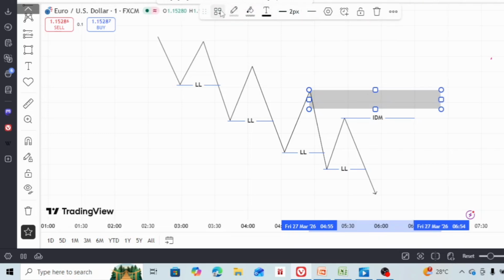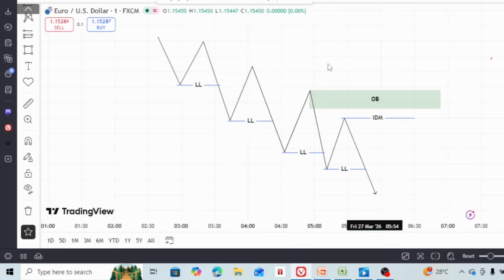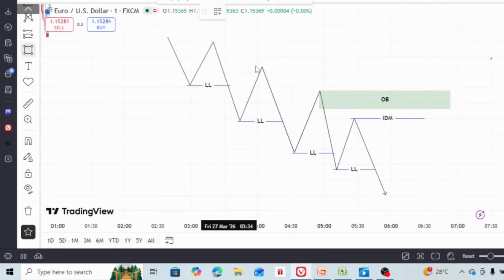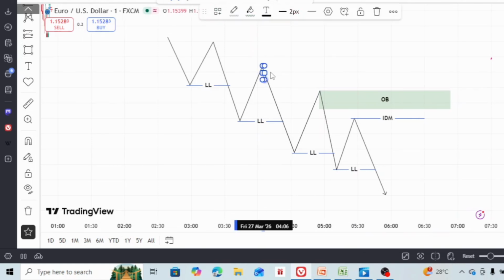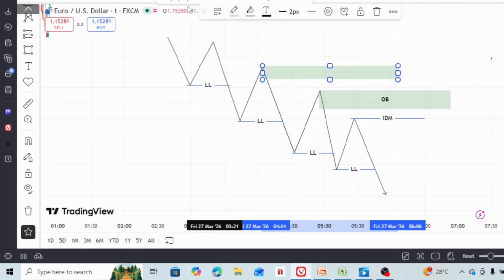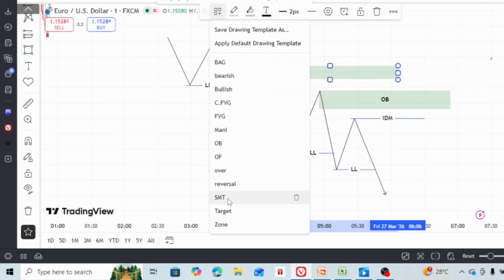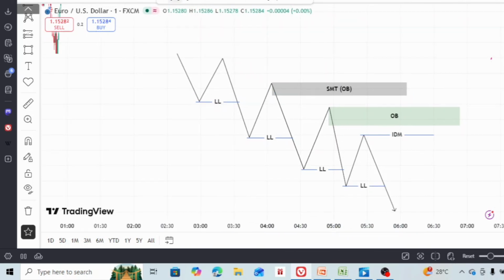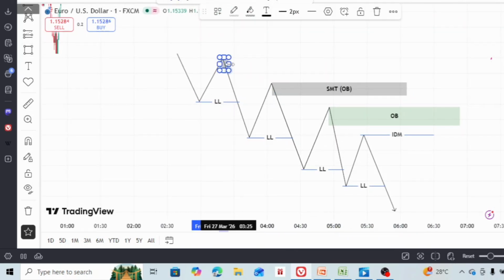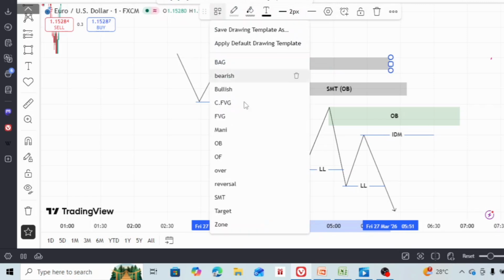block, this order block will be the valid order block, and then the order block that is found in the middle will be considered as the smart money trap. These are smart money traps, the order blocks found in the middle. All these are smart money traps.